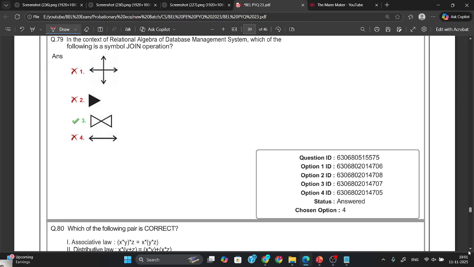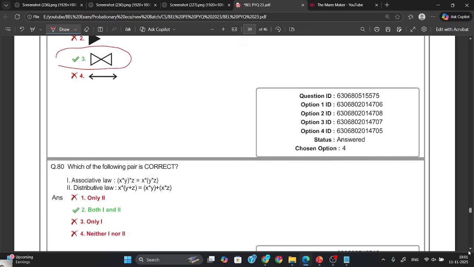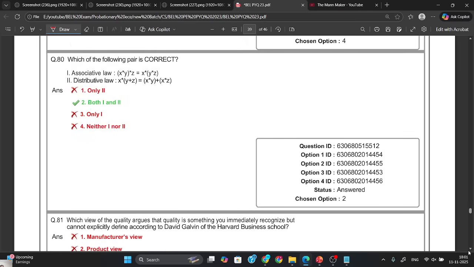In the context of relational algebra of database management system, which of the following symbols is the join operation? So this one basically is a join operation. Okay, which of the following pairs is correct? Associative law, again digital came. So associative law is this one only, and distributive law is this one only. Both are correct. So both are correct. Okay.